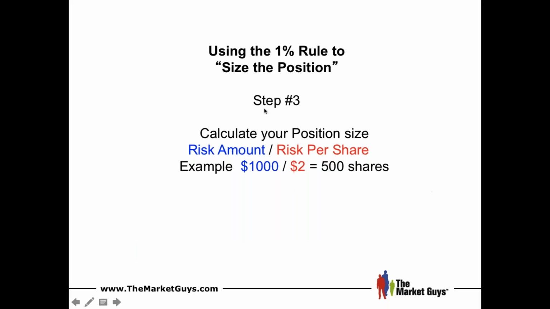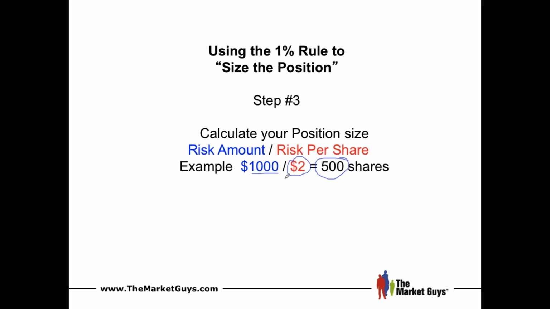But step 3 in the formula is we take the risk amount. Remember, in the example here, the risk amount is going to be $1,000, right? That's what we're talking about there. And the risk per share is what we just calculated, the $2. I'm allowing that stock to go $2 against me. So if I'm willing to risk $1,000 and I'm willing to let that stock go $2 against me, I am only able to buy 500 shares to stay within those parameters.